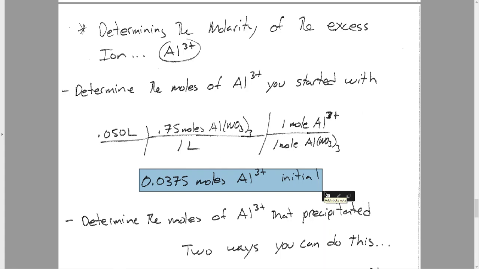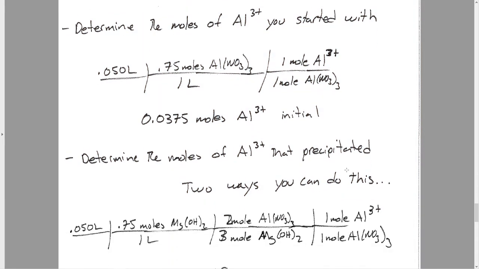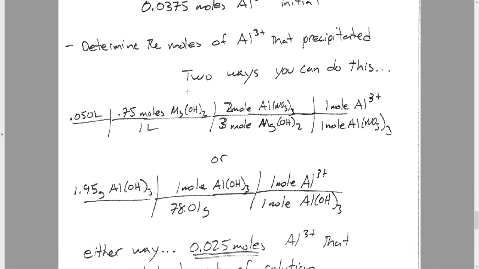But remember, because some of the aluminum is in the precipitate, that's not how much I end with, right? So now we have to figure out how much aluminum actually precipitated, okay? And there's 2 ways to go about that. Remember, we know 2 things. We know that the magnesium hydroxide is limiting, so this setup right here would tell me how many moles of aluminum react with the given amount of the limiting reactant.